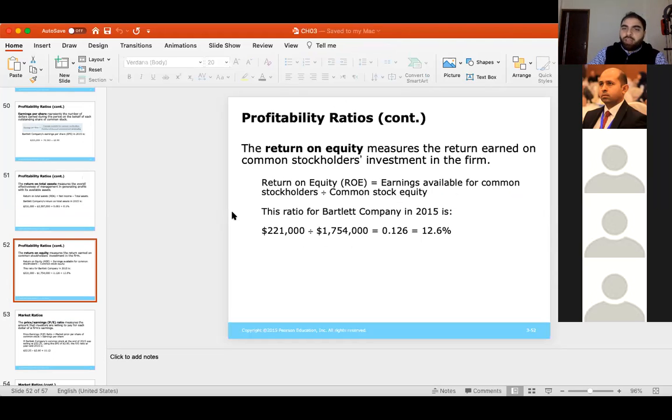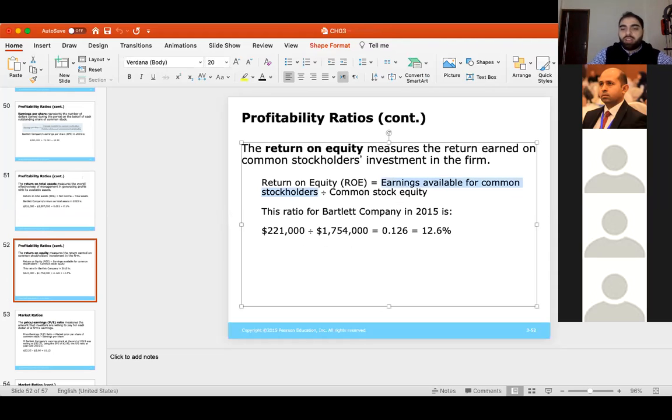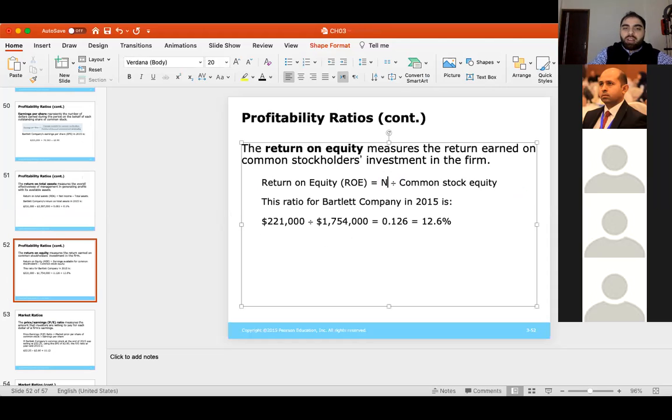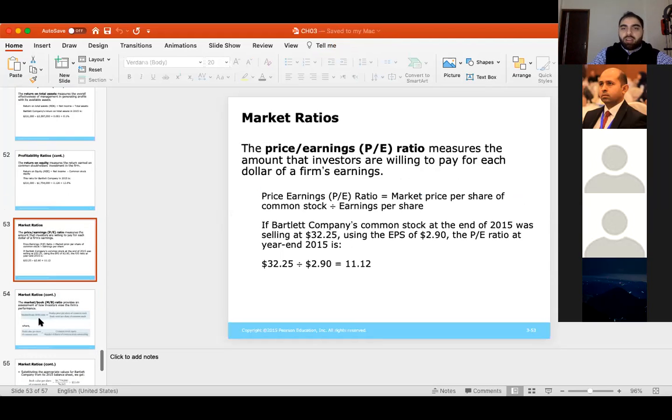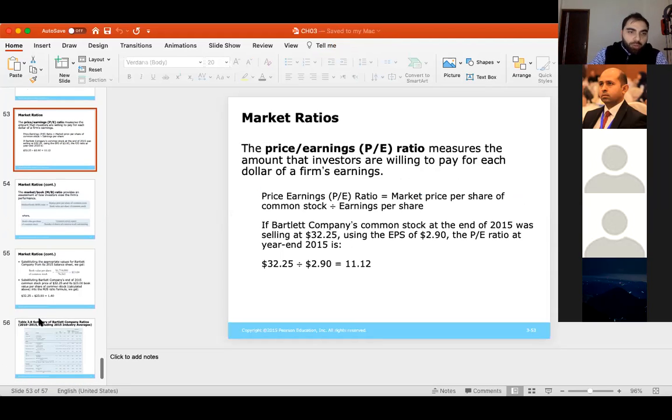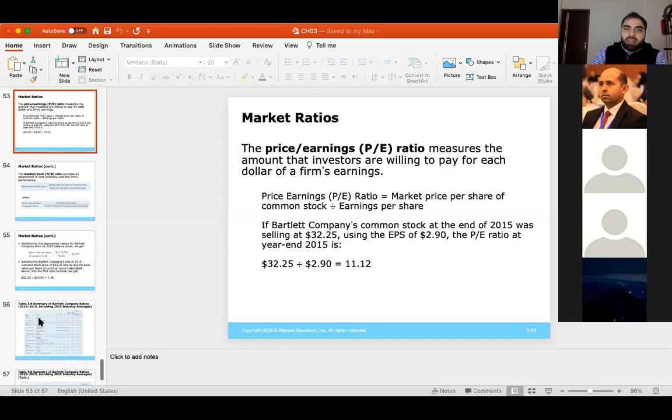The return on equity, again, here, is the net income over the common stock equity or the total equity. This is one of the most important financial ratios.